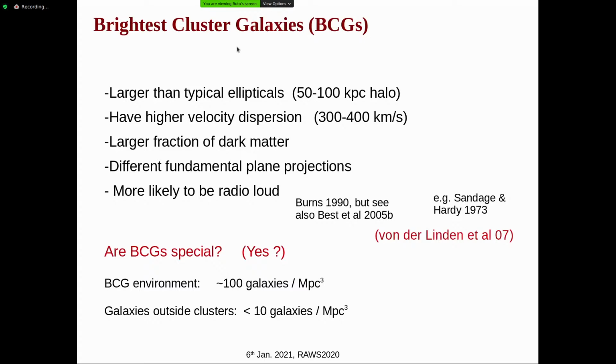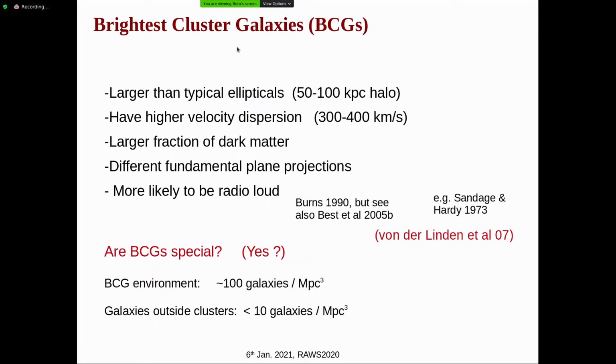There is a large fraction of dark matter. It has different fundamental plane projections. So this I will not go into. Maybe you have heard of the fundamental plane in some other talk. They are also more likely to be radio loud. So a lot of these cluster center galaxies are very bright in radio. So it seems that the BCGs are very special galaxies and their environments are making them special.